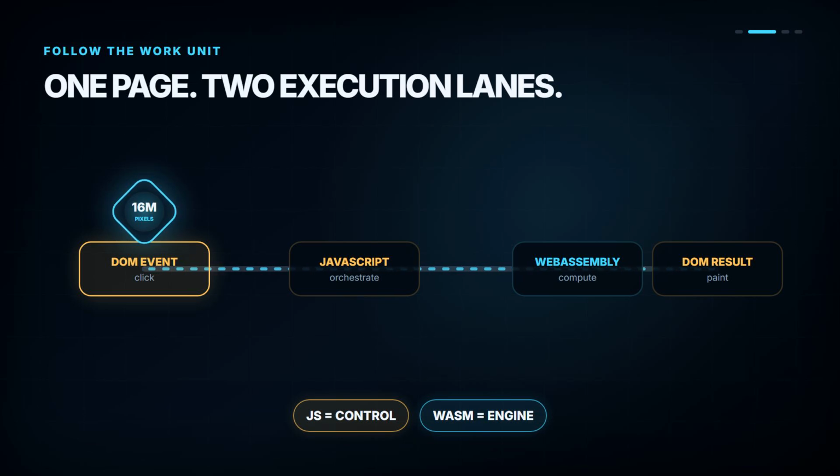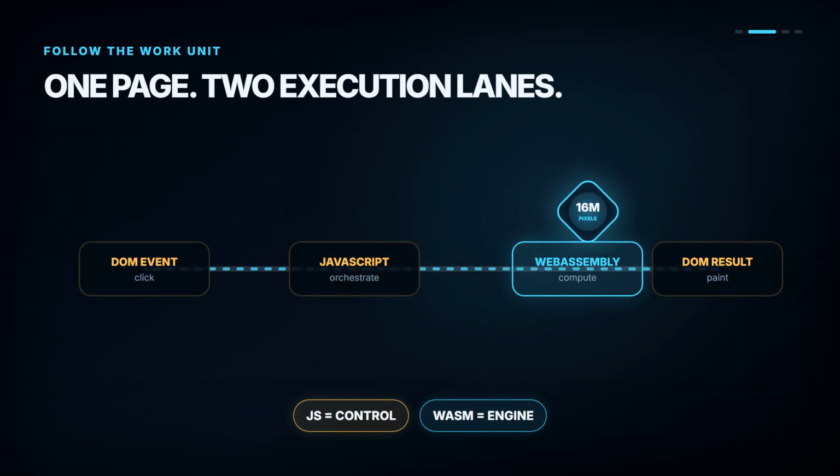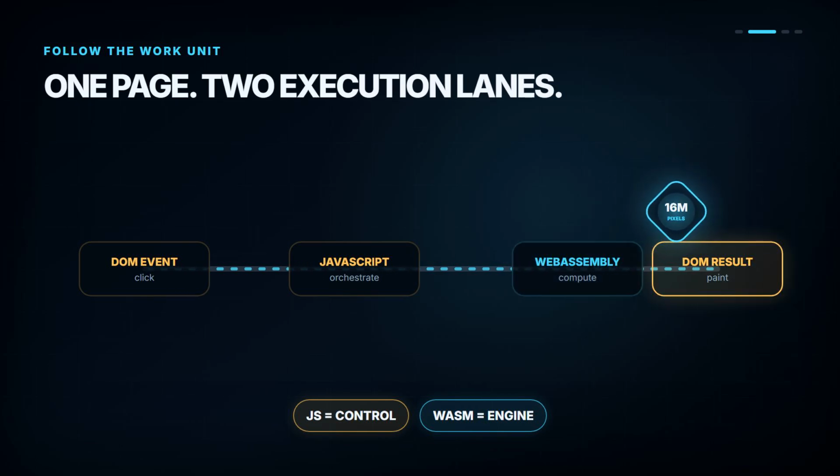JavaScript receives the event. For ordinary application logic, it can finish the job itself. That path is short, flexible, and already installed in every browser. But this work unit contains 16 million pixels. Sending it through a compute-heavy loop can monopolize the main thread. Frames miss their deadline. The smooth interface becomes a loading spinner.